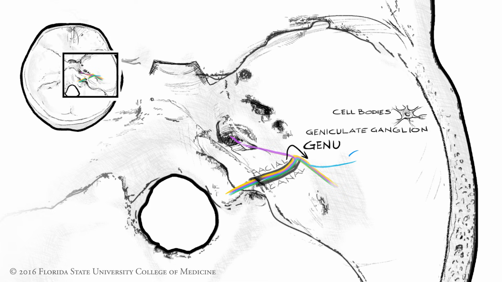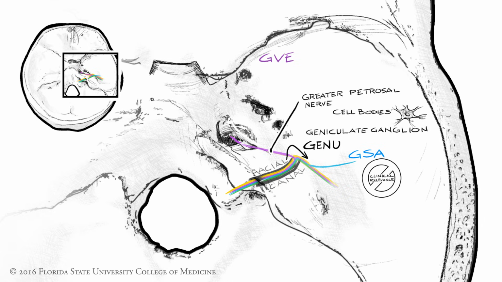First, the tiny GSA component of cranial nerve 7 leaves to supply a bit of skin near the ear. Again, there is no clinical relevance to this innervation, and its exact course is not important. One half of the GVE innervation leaves to form the greater petrosal nerve, which exits the temporal bone by passing through the greater petrosal foramen.